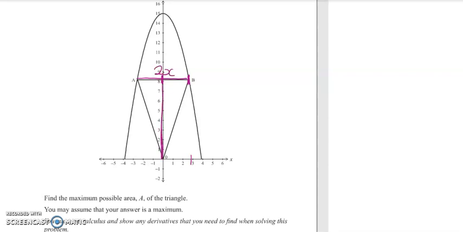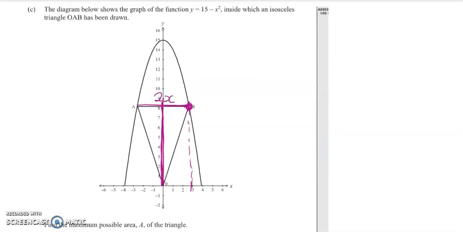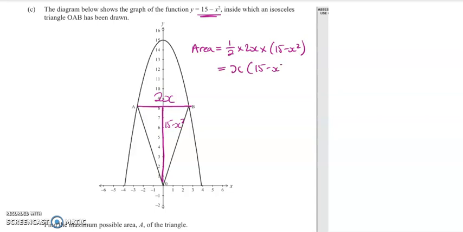Now the height of this triangle here, that will be whatever the y value is at that point that we've worked out for here. So the y value is given by our function here. So the height will be 15 minus x squared. Let's just get rid of some of those scribbles. So we've got our height is 15 minus x squared, and our base is 2x. So the area will be equal to half times 2x times 15 minus x squared, which of course we can simplify to x(15 minus x squared), and that'll be 15x minus x cubed.